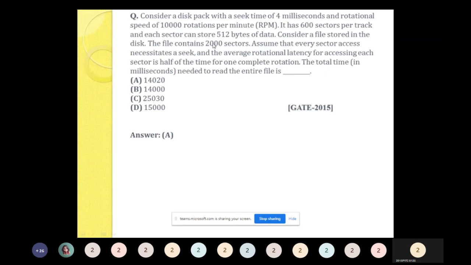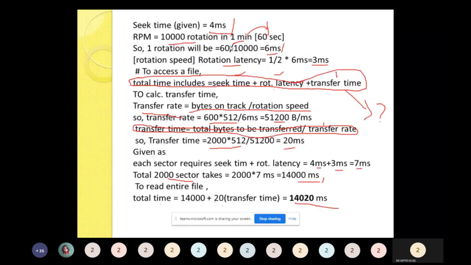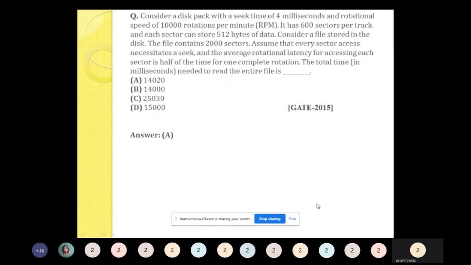The entire file is 2000 sectors, and for 2000 sectors we need this amount of time. From the given data, I'm calculating this answer. This is a repeated question, asked in 2015 and many other years, and it is descriptive: collect the data, apply your formula, and we get the answer.